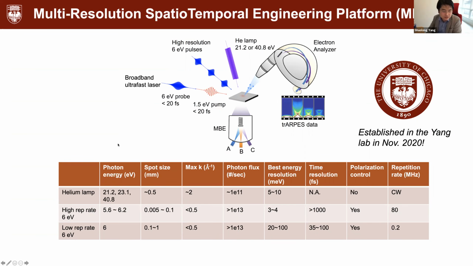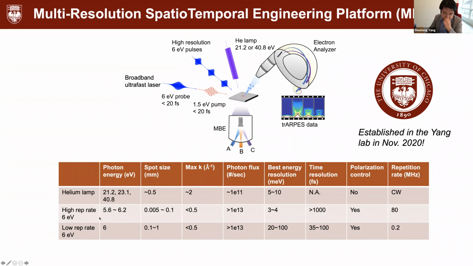However, for our high resolution, high repetition rate 6 eV laser, the photon energy is tunable within a small range. The spot size can be as small as a few microns, so this actually allows us to do micro ARPES. The photon flux is basically unlimited, depending on how much pump beam you put into the BBO crystals. The energy resolution can be artificially good because you can limit the bandwidth. The time resolution is not so good, but that's not the purpose of this beamline. And you have full polarization control. Your repetition rate is 80 megahertz.